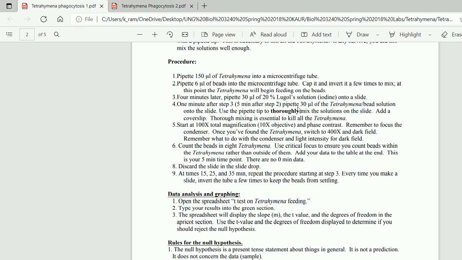Then inside the tetrahymena you need to count how many vacuoles are getting stained. You have to count the vacuoles for at least 8 tetrahymena. Count the beads in 8 tetrahymena. After that you have to discard the slide in the slide drop, and then take the readings at 15 minutes, 25 minutes and 35 minutes. The data analysis and graphing we will discuss on Tuesday.